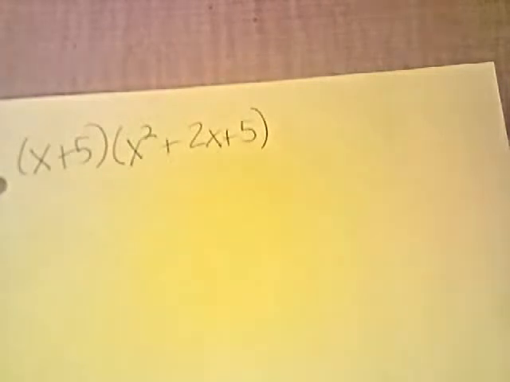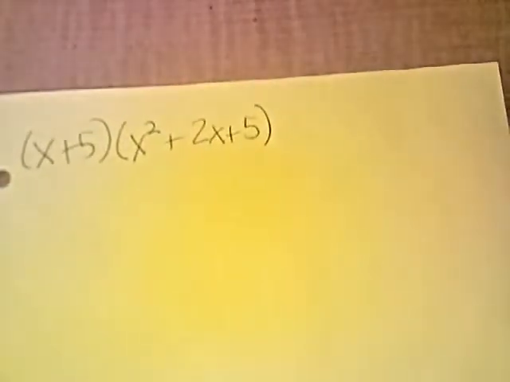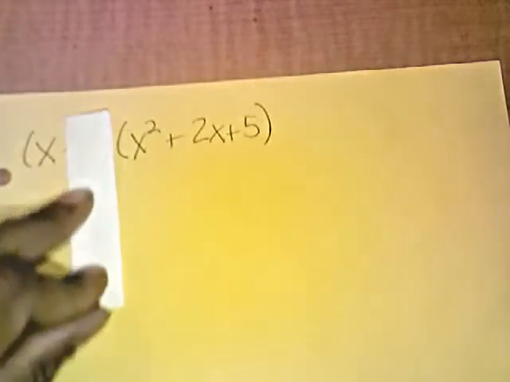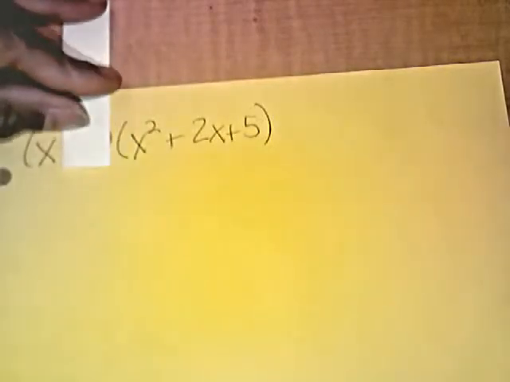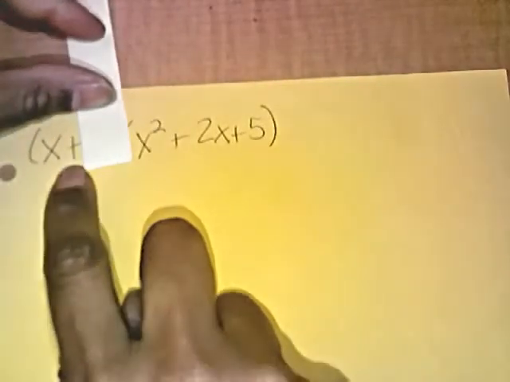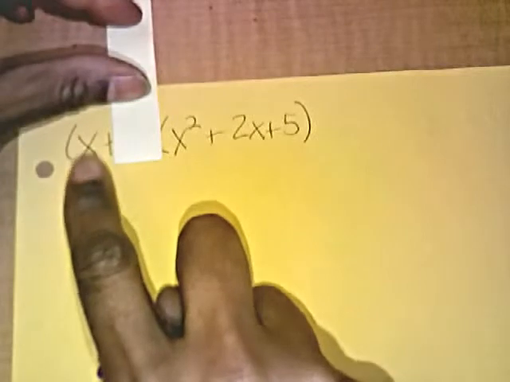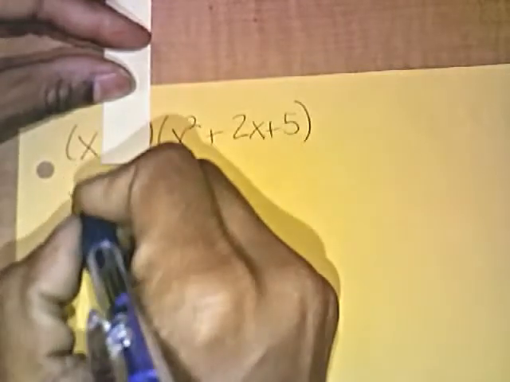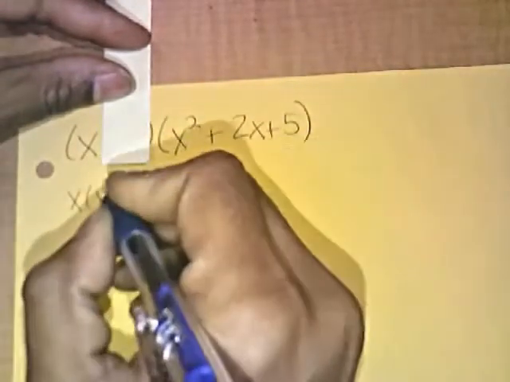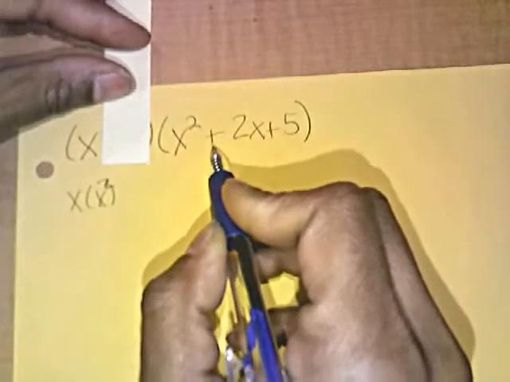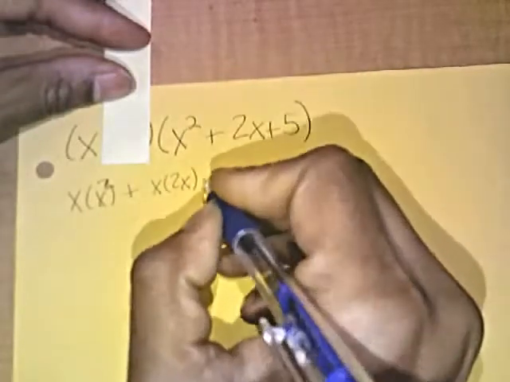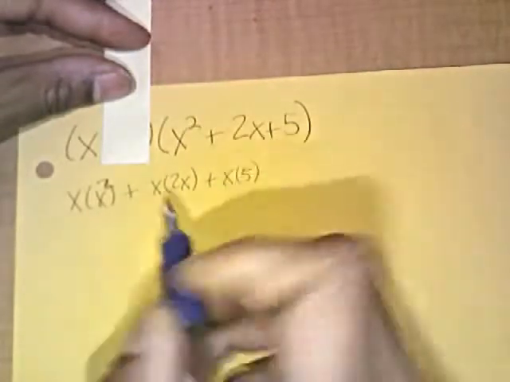The first thing that I like to do personally is cover up, whether it's with my fingers or with a piece of paper, that second term. So that's all that I see. I'm not worried about this plus, because that plus does not belong to this term right here. It belongs right here. So I'm going to take x times x squared, plus x times 2x, plus x times 5x, okay?